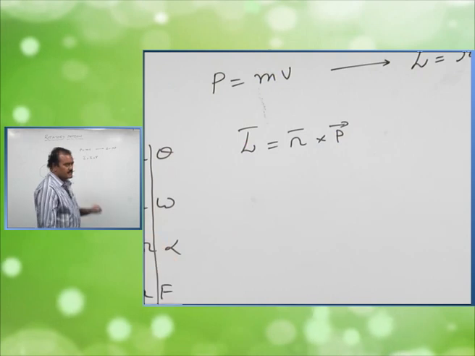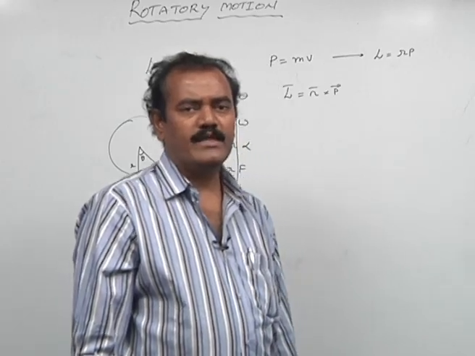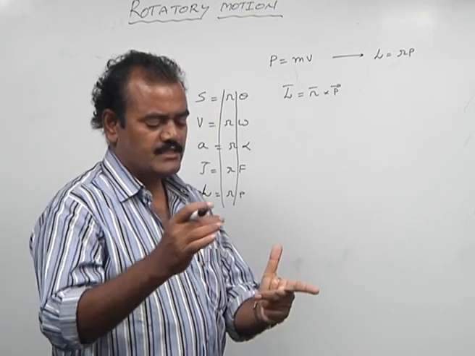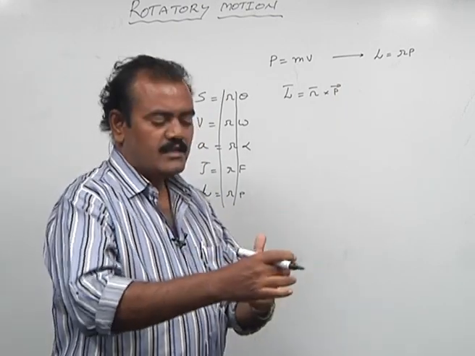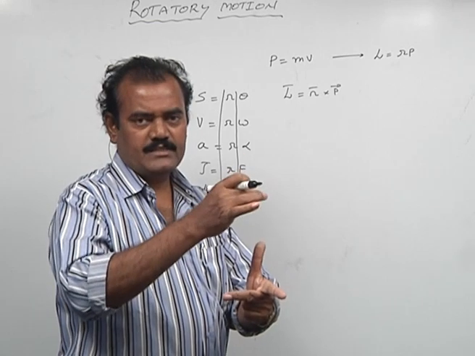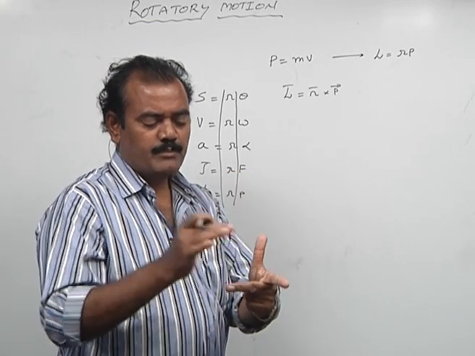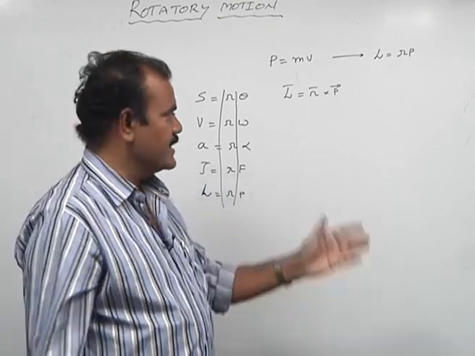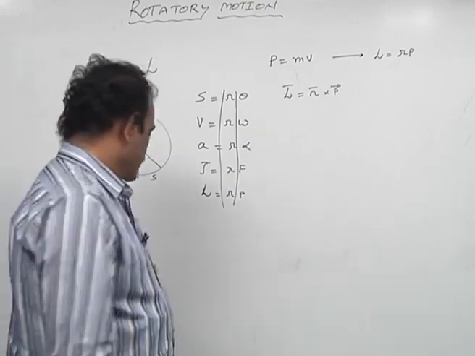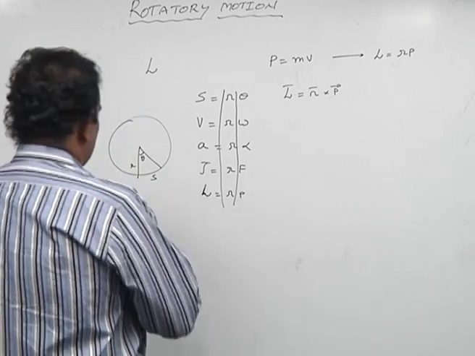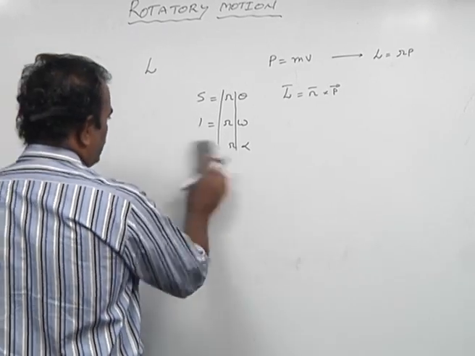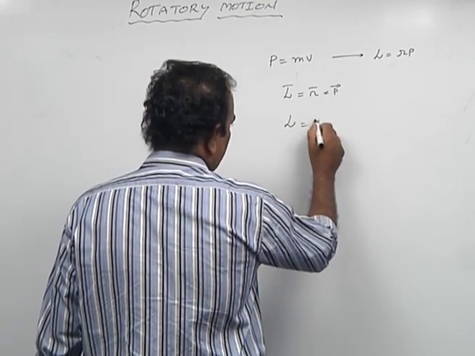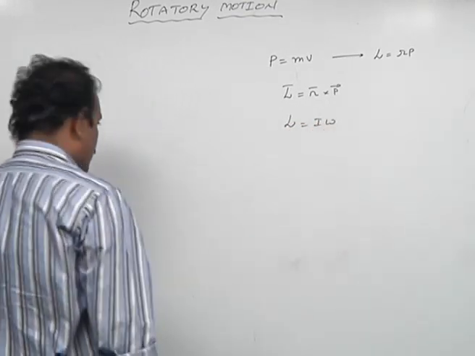And the direction of this L bar is perpendicular to the plane containing R bar and P bar. So P is here and R is here and L bar will be like this. So the direction of L bar is perpendicular to the plane containing both R bar and P bar. It is an axial vector. So L bar is equal to R bar cross P bar. That is the angular momentum, and thereafter the formula can also be taken as L is equal to I omega.